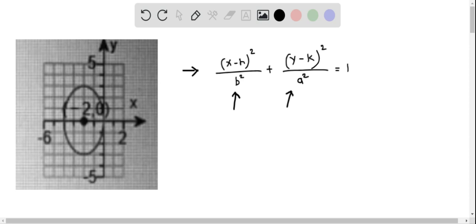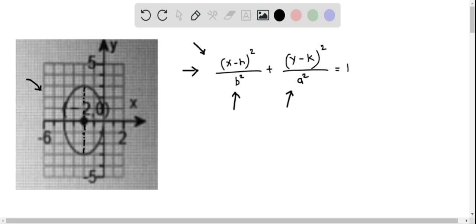I have written this standard equation particularly for this type of ellipse because the major axis is along the y-axis. That is, the major axis is usually the longest, and for this ellipse, it is along the y-axis. So that's why we have to use this standard form of this ellipse.